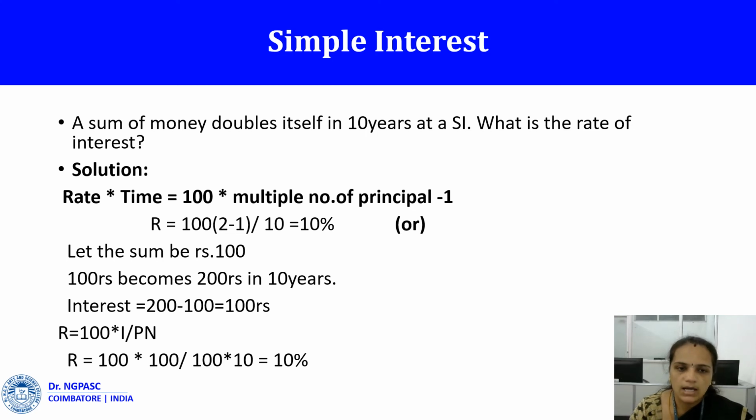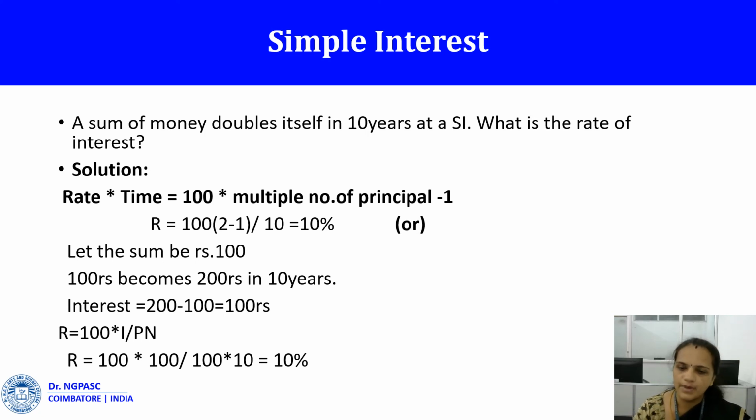A sum of money doubles itself in 10 years at simple interest. They're saying that a certain amount of money, we don't know the sum, gets doubled. Doubled means it becomes twice. For example, if it is 100, it becomes 200 in 10 years at simple interest. With simple interest, the rate of interest stays the same throughout the period. What is the rate of interest?